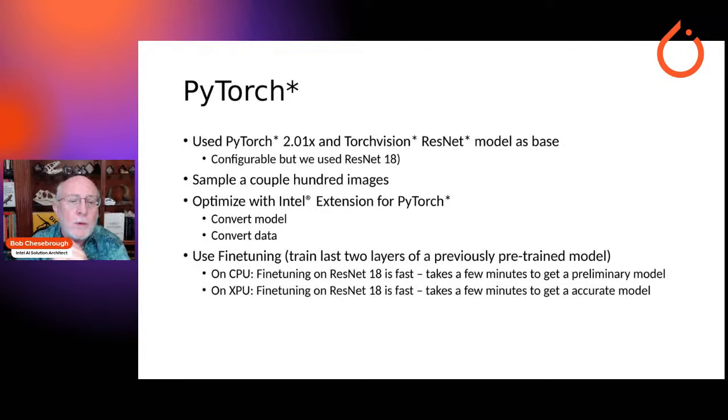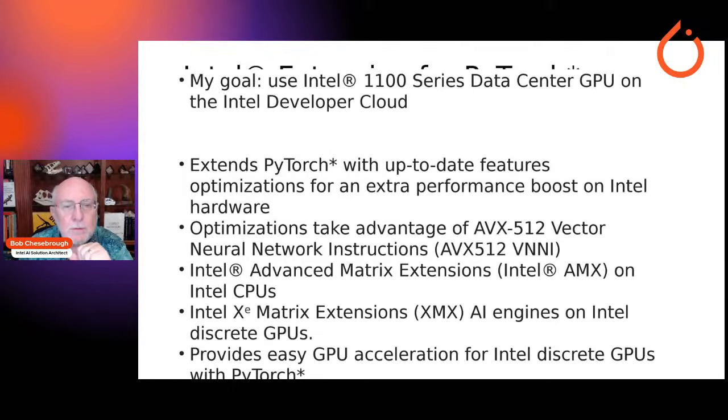And so we can do this both on the CPU or on what we call the XPU. XPU is our Intel 1100 series data center GPUs. And so this is really fast. It just takes a few minutes to fine tune our model on those GPUs, and they're very powerful GPUs. We call that an XPU on ours. Intel has many different kinds of accelerators, and so our nomenclature tends to be XPU.